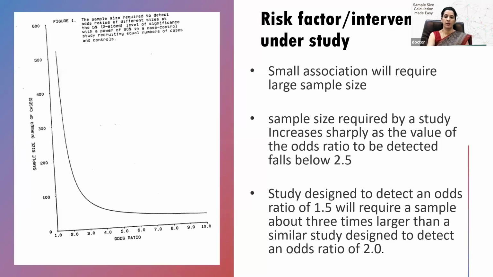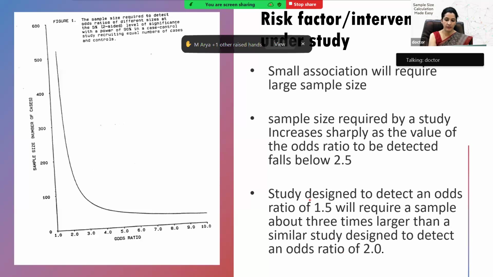Similarly, you can see there are two odds ratios, 1.5 and 2. There is a difference of only 0.5. But a study designed to detect an odds ratio of 1.5 will require a sample size about 3 times larger than in a study where the odds ratio is 2.